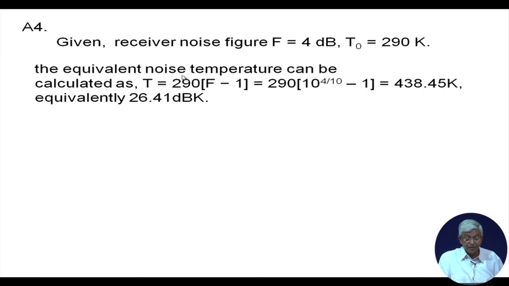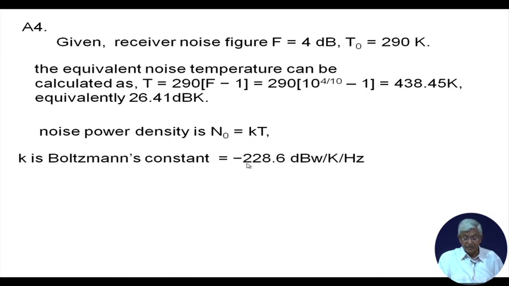Now, that we have got noise temperature. And noise power density is kT. It is then, since it is density we said N0, actually it is N by B. So, it is kT, K is Boltzmann constant, which is minus 228.6 dBW per K per hertz.